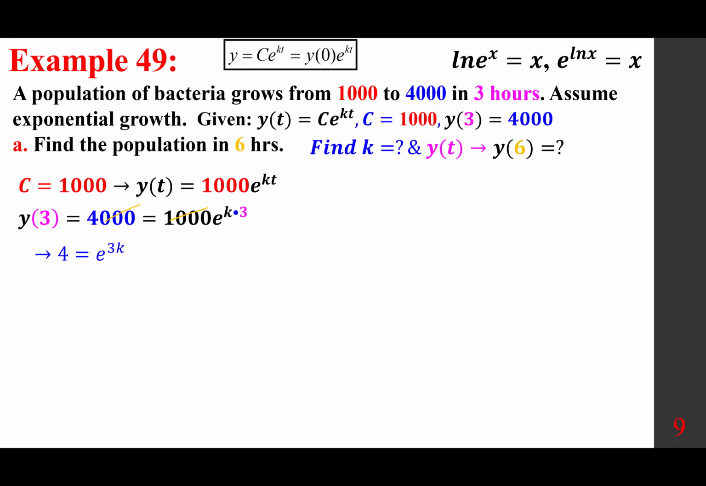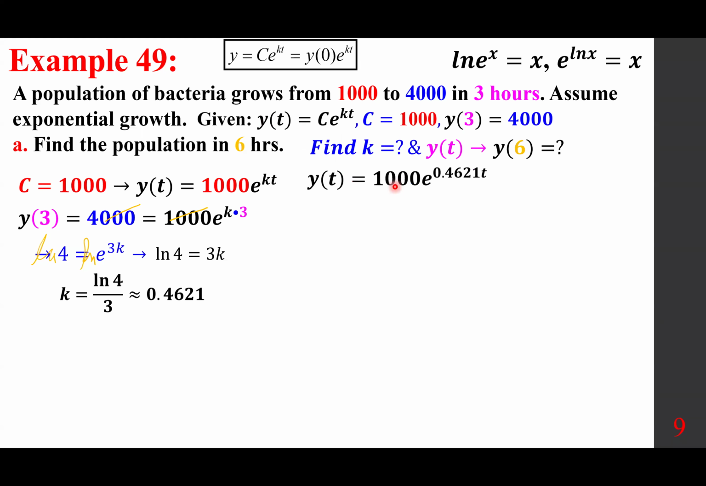Now, because the base is e, we're going to take a natural log of both sides. And ln of e to the power of x is x. That means this is 3k. This is ln 4. And so what is k? ln 4 divided by 3. Now you can keep it as that. This is an exact answer. If you go with a bunch of decimals, such as 0.4621, however many decimals, the more, the better. And so we have the formula for y of t, and it's 1,000 e to the power of 0.4621t. So that's what we have.